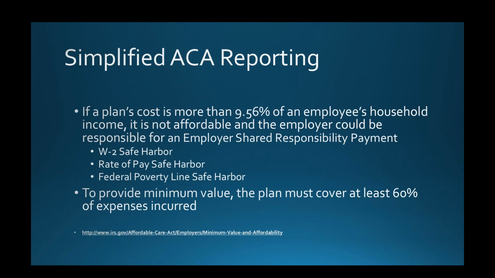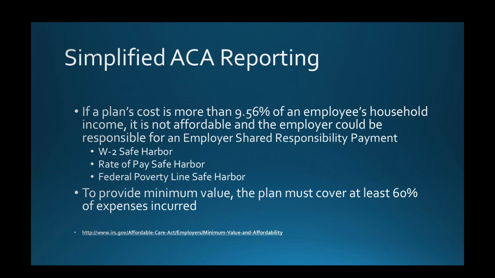So the Affordable Care Act says that a plan must be affordable and it must provide minimum value. So let's break down a little bit about what that means. If a plan's cost is more than 9.56% of an employee's household income, it is not affordable, and the employer could be responsible for an employer shared responsibility payment. Some people call that a tax, some people call it a penalty, a fine, whatever you want to call it. The coverage that you provide and the employee share of that coverage cannot be more than 9.56% of their household income.